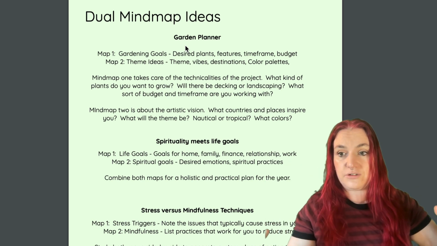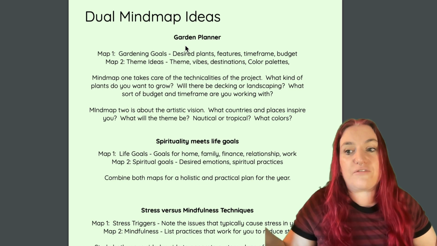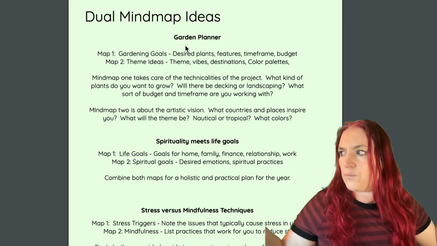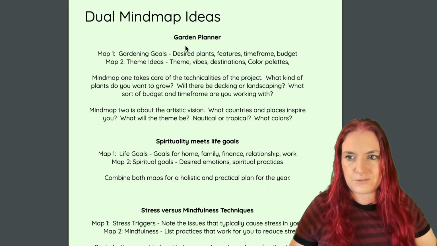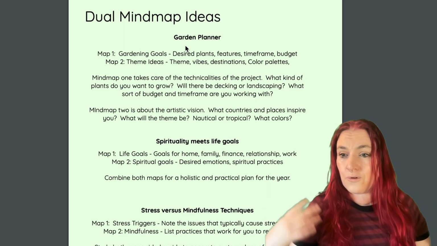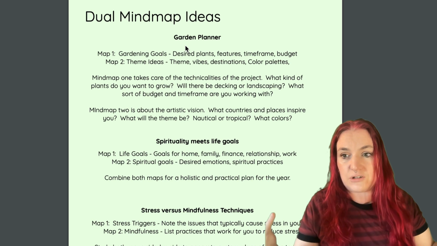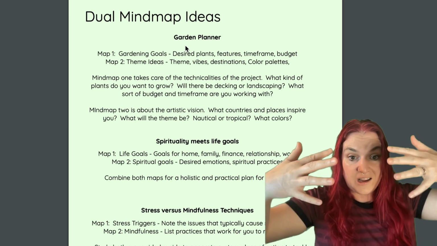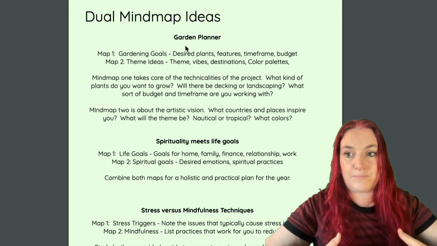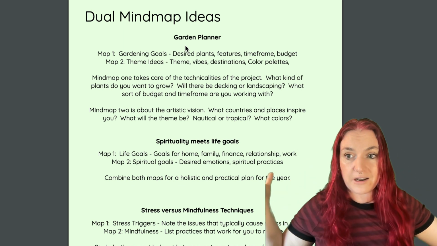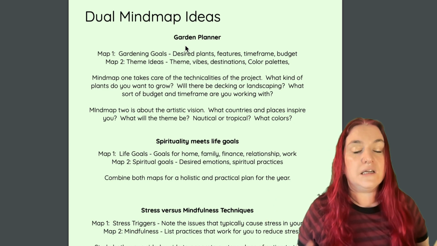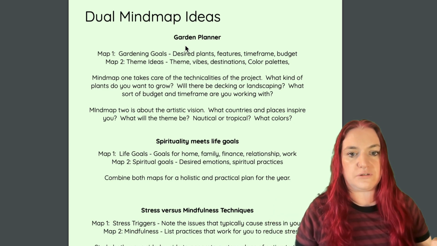And then in map 2, you could talk about themes. Like you could have a sort of vision board. Like what themes do you want? What vibes? Kind of places in the world do you want to capture with your garden? What kind of color palettes? And that could be your sort of creative mind map. So you have your technical mind map, your creative one, and then you can bring those together and compare those. And that would be an amazing piece of content to put in a gardening planner. So that's one idea with dual mind maps.